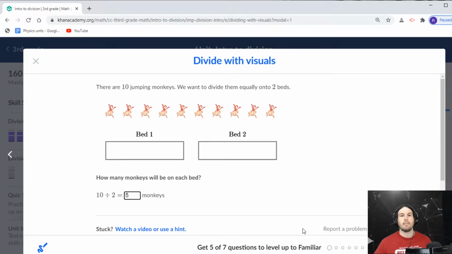Yeah? And again, if you don't believe me, you could actually print this out and cut them out and put them out if you needed to. It takes a little while for multiplication and division to become natural. I know that 10 divided by 2 is 5 really fast because I know that 5 times 2 is 10.